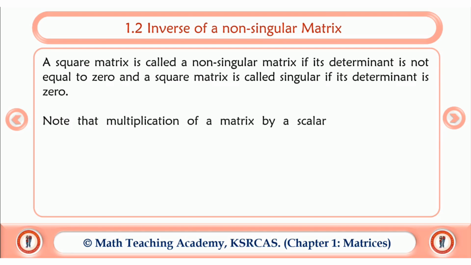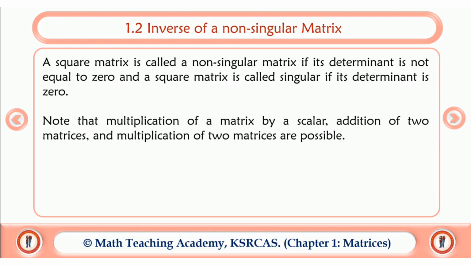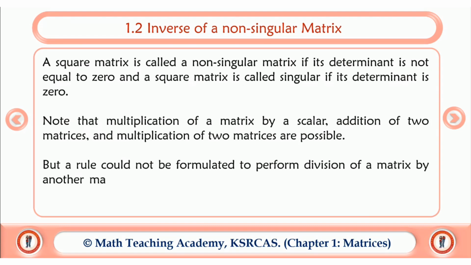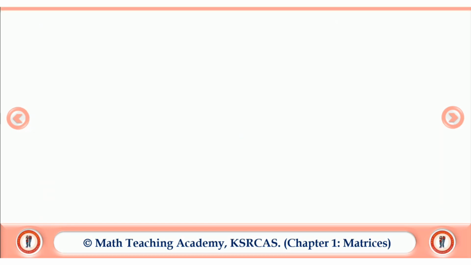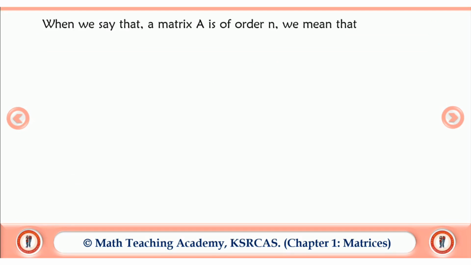Note that multiplication of a matrix by a scalar, addition of 2 matrices, and multiplication of 2 matrices are possible. But a rule could not be formulated to perform division of a matrix by another matrix, since a matrix is just an arrangement of numbers and has no numerical value. That is why matrix division is not possible. When we say that a matrix A is of order n, we mean that A is a square matrix having n rows and n columns.